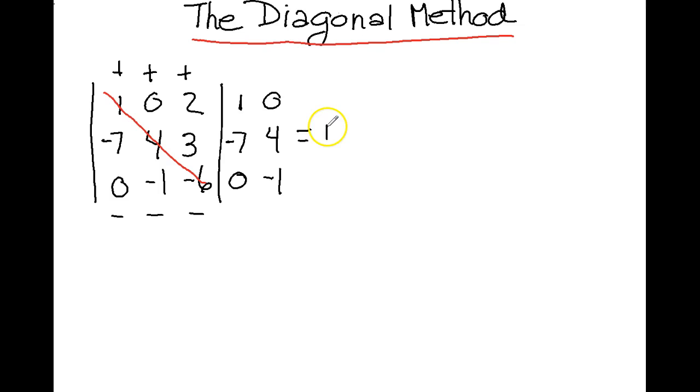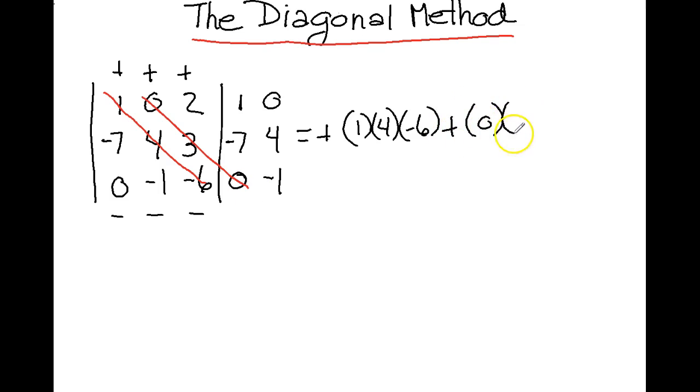There's a plus in front. So now I'm going to add the product of these three numbers. When I move over a column, I'm adding the product of these three numbers: 0, whoops, that is a 3, and a 0. And then I'm going to add the product of those three numbers, which is 2, negative 7, and negative 1.